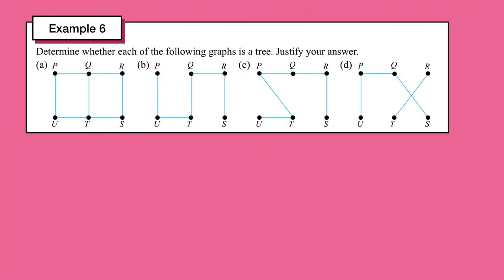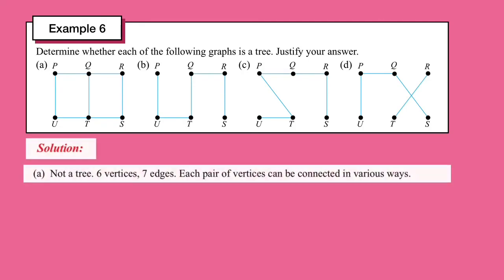So, let's look at some examples, shall we? Determine whether each of the following graphs is a tree. Hence, justify your answer. So, A is not a tree because it has 6 vertices and 7 edges. Also, each pair of vertices can be connected in various ways. Remember, for a tree, the number of edges needs to be less than the number of vertices by 1.